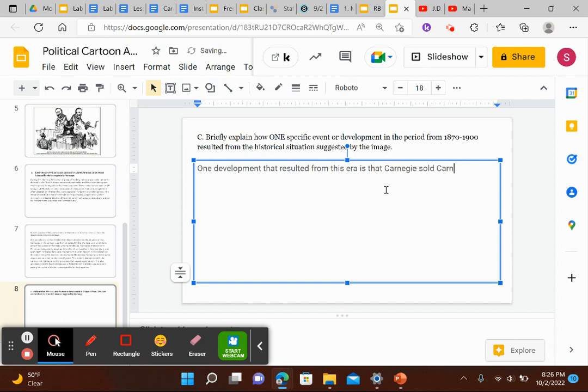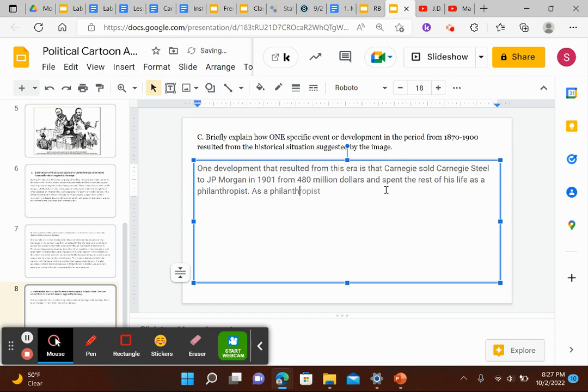sold Carnegie Steel to J.P. Morgan in 1901 for $480 million. You don't have to remember that. I obviously am working with notes right here. And spent the rest of his life as a philanthropist. Great.